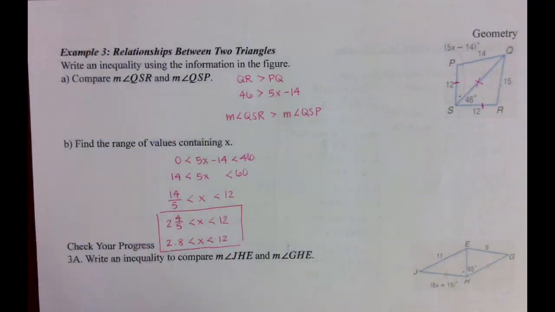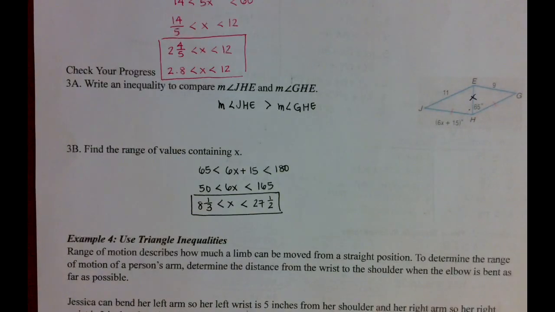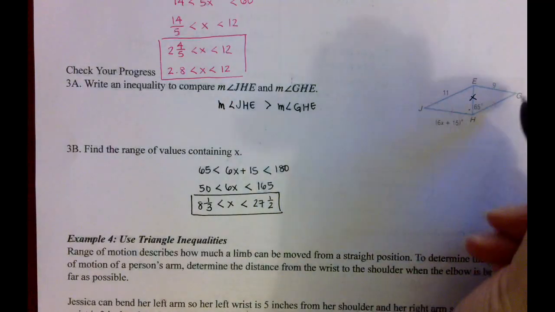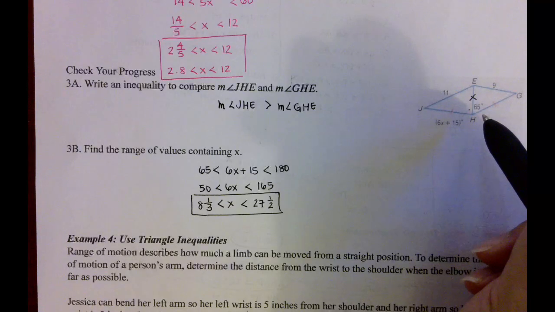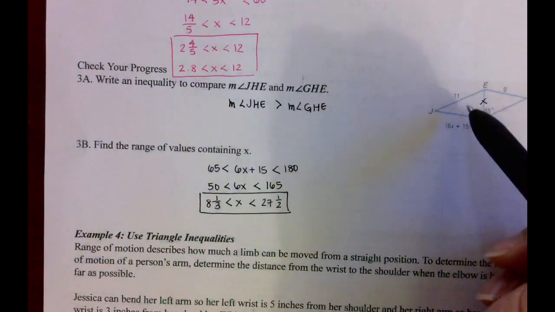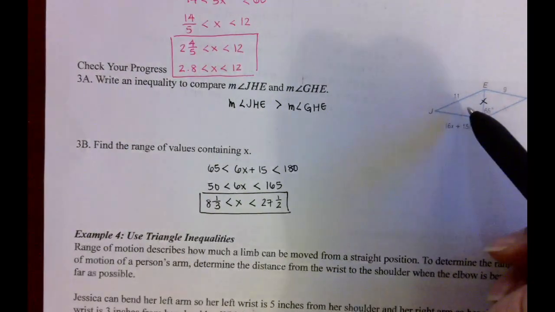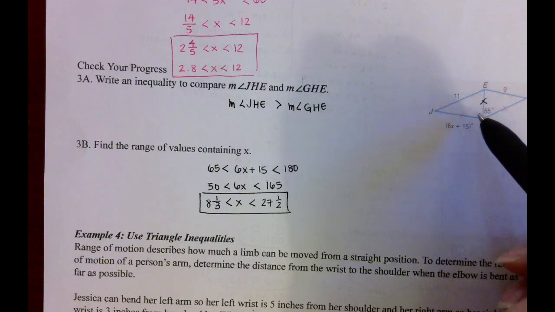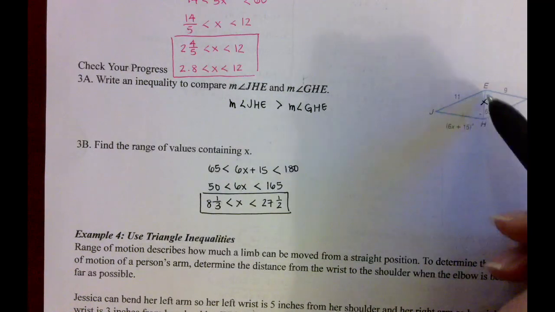There we go. So why don't you try 3A and 3B on your own, and then once you're done, come check your answer. This is what you should have gotten. JH and GH are congruent, and EH is congruent to itself. If JE is greater than EG, other things being congruent here, that means this side, which is bigger, is across the bigger angle, which is why angle JHE is greater than angle GHE.